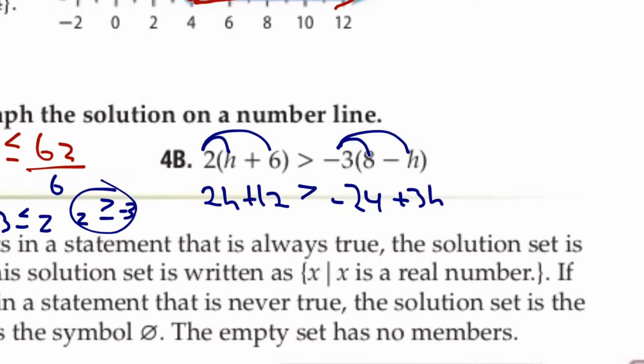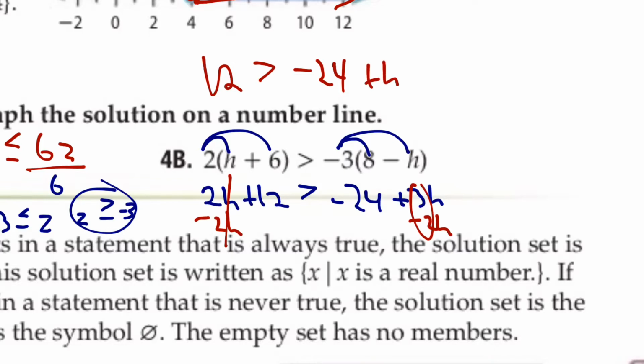Right? Now I'm going to subtract 2h because I want to get h by itself. That cancels. I get 12 is greater than negative 24, and 3h minus 2h is plus h. Now I'm going to add 24 because I want h by itself. I get 36, because 12 plus 24 is 36, greater than h. I didn't change the sign because I didn't multiply or divide by a negative. So h is less than 36.